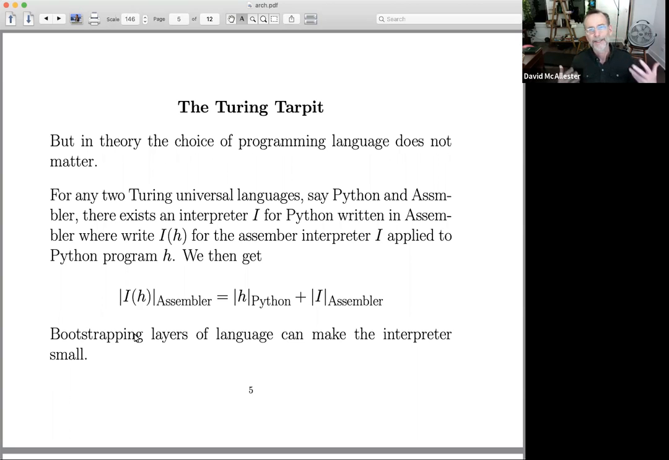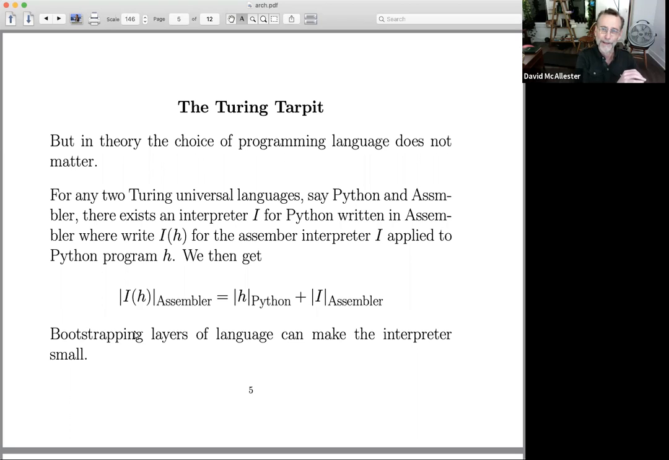this is related to our free lunch theorem, right? If we talk about the number of bits it takes to write a program, you might think that an assembler program is going to be much longer than a Python program. But that's not actually provably true. In fact, if I want to write things in assembler, I can bootstrap, right? The first thing I can write in assembler is an interpreter for Python.